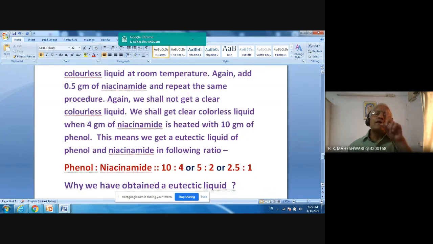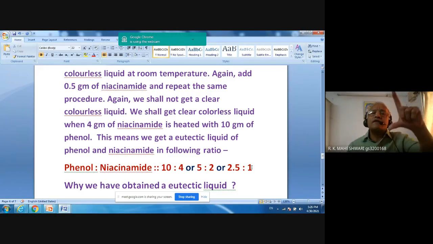At what stage shall you get the eutectic liquid? When a total of 4 gram of niacinamide gets dissolved in 10 gram of melted phenol, then you will get the eutectic liquid. It means the resultant melting point of this mixture is lower than the room temperature. So phenol and niacinamide in a ratio of 10:4 means 5:2, means 2.5 gram phenol to 1 gram niacinamide.